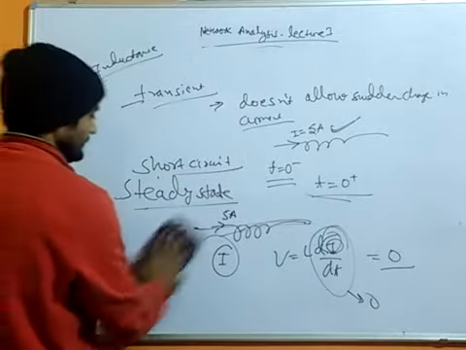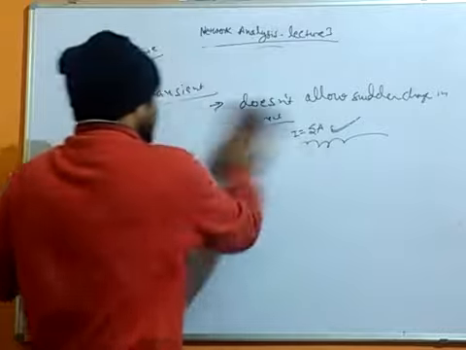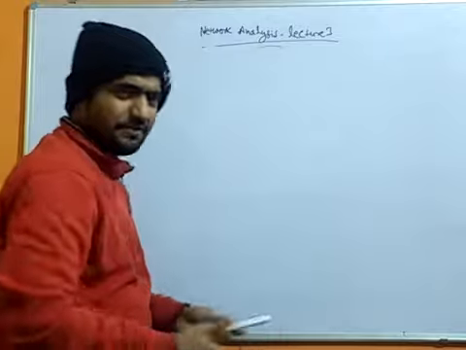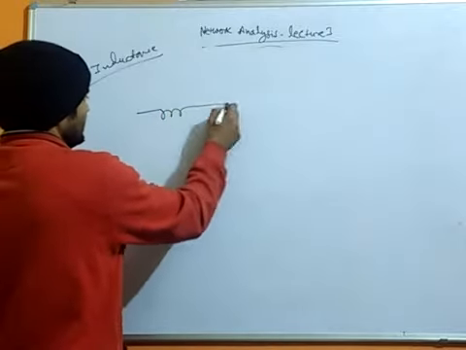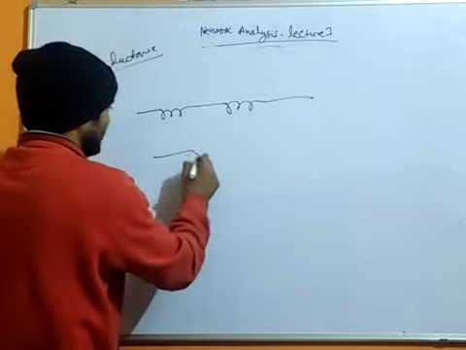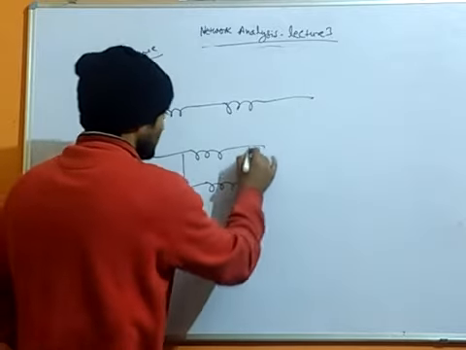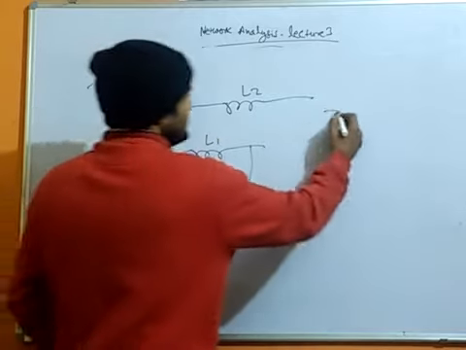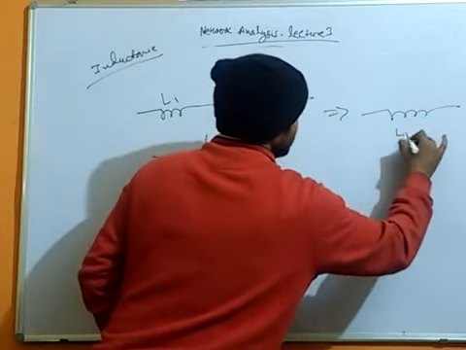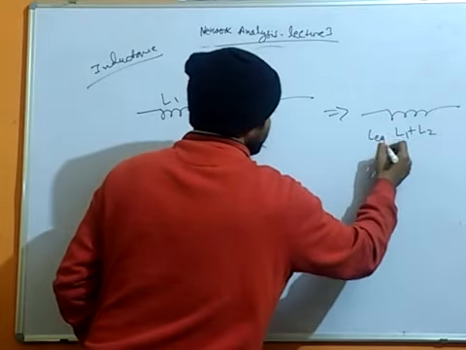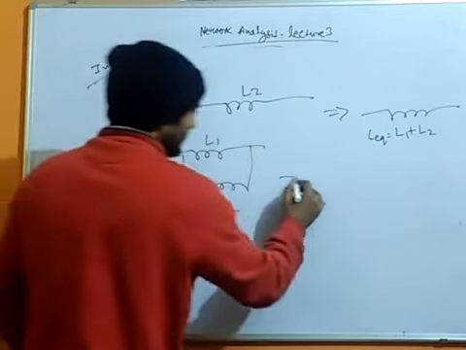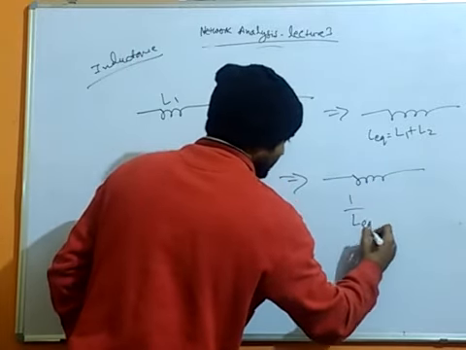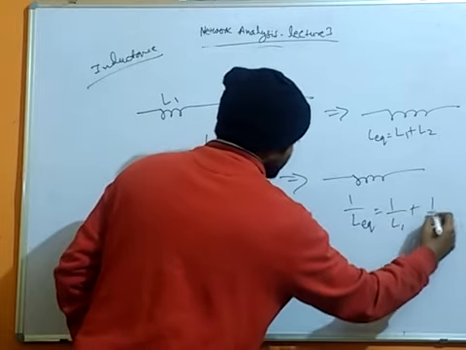Now I am going to introduce you to the connection of inductances, and there can of course be two types of connection, the series connection and the parallel connection. So this is L1, L2 and this is L1, L2. In series the equivalent value is similar to the resistance: L equivalent is L1 plus L2. And for parallel, again similar to the resistance, 1 by L equivalent equals 1 by L1 plus 1 by L2.